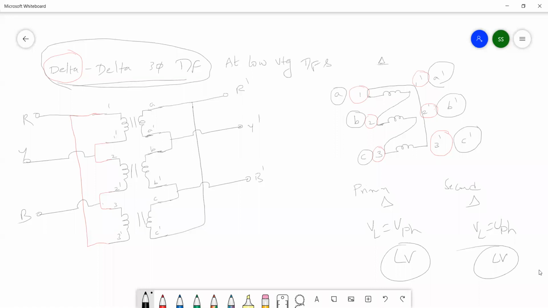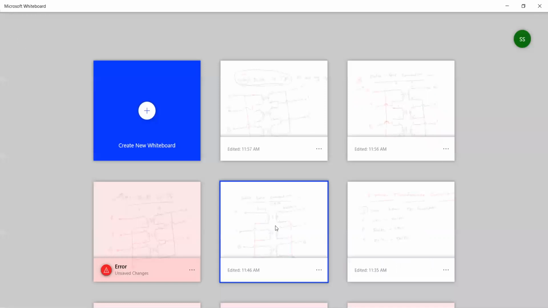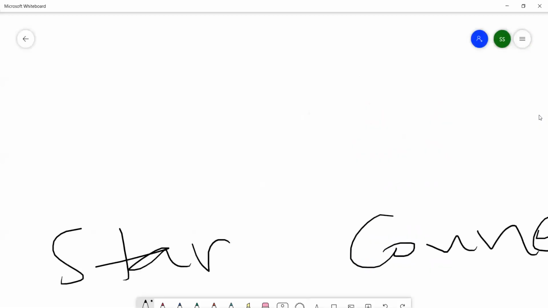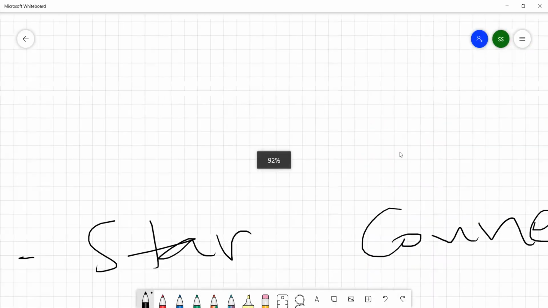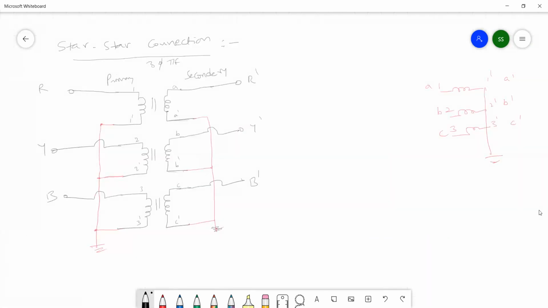Okay, and similarly star to star connection, it should be both sides high voltage. So that means we can use that in high voltage applications, that is high voltage transformers under three phase system. Right. So we can use this in high voltage transformer applications.